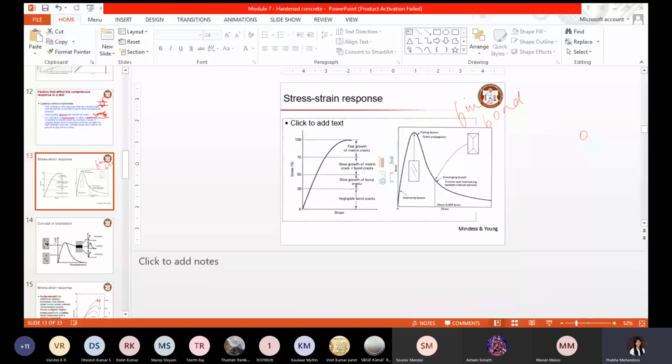Fine. With that, the hardened property of concrete is over. We have only one topic left, that is durability of concrete. After that, the types of concrete will be given as an assignment. You can work on the different types of concrete, basically to understand the properties that we discussed during the lectures regarding the fresh and hardened properties of concrete.